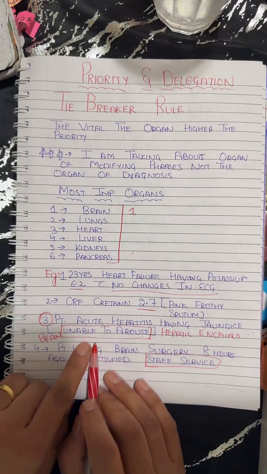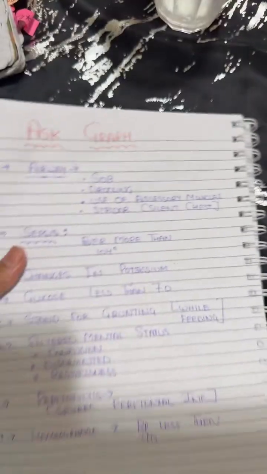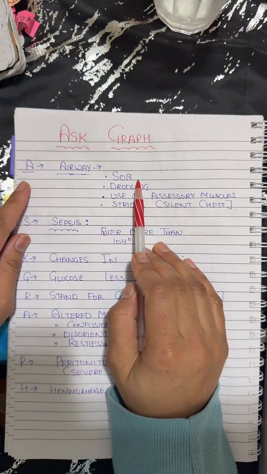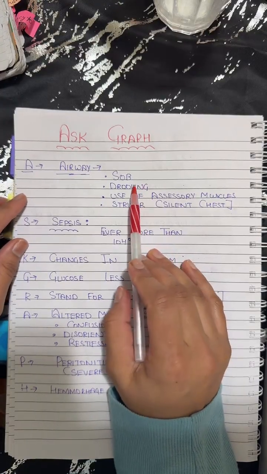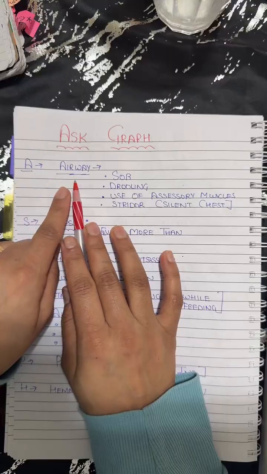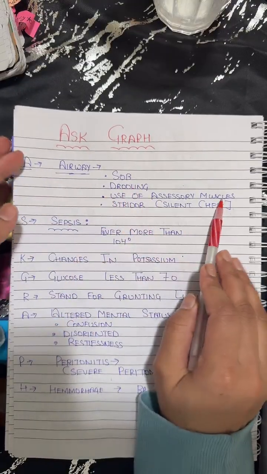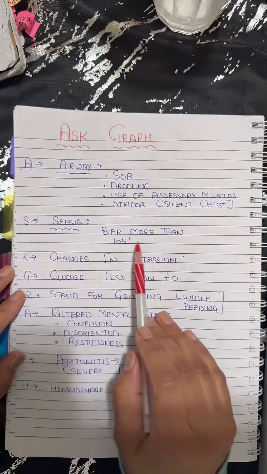So this is our right answer. And then we did ask graph. A stands for airway: shortness of breath, drooling, use of accessory muscles, stridor, silent chest.